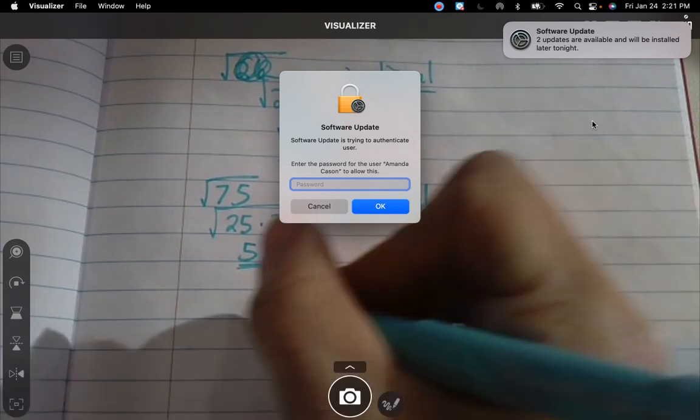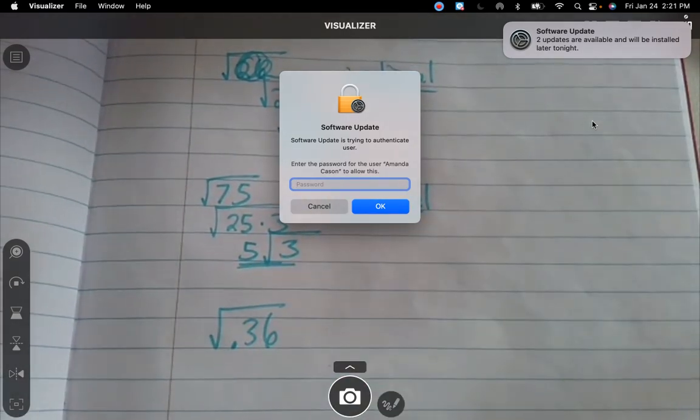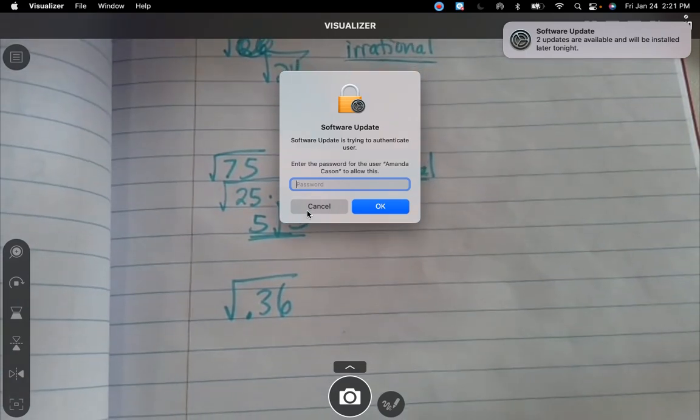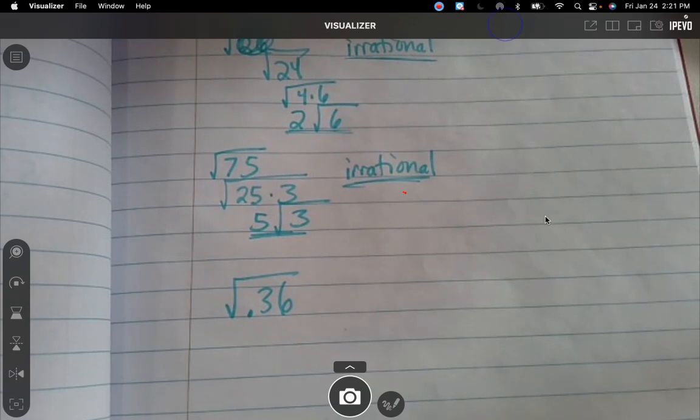Okay, you might have, what's the square root of 0.36? Okay, this one, when did that come on here? I don't even know when that came on.